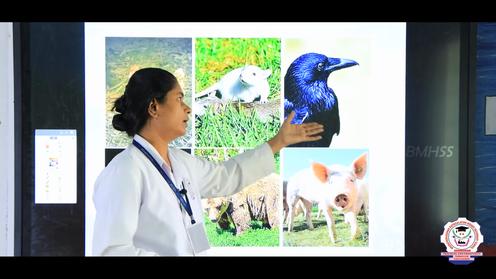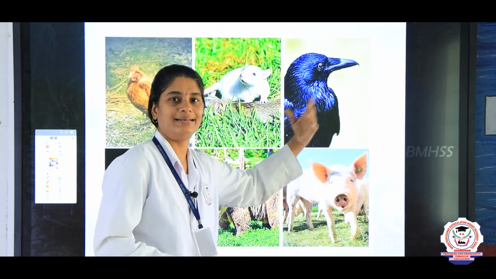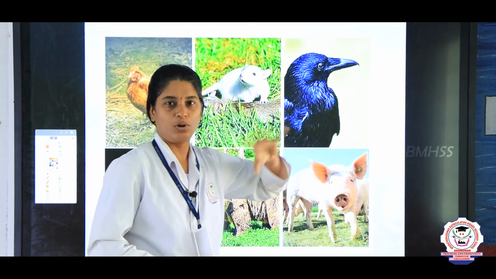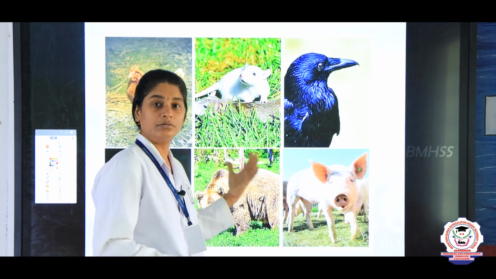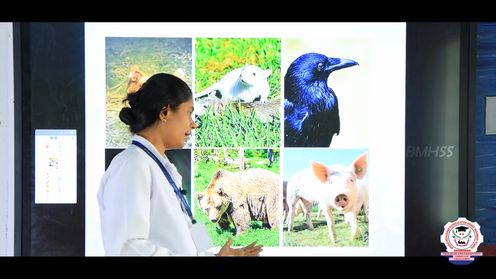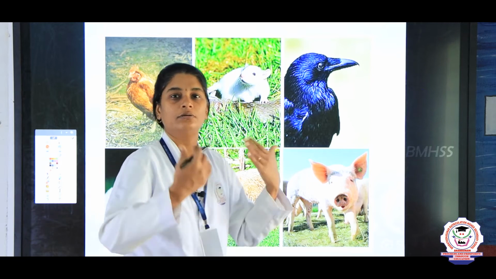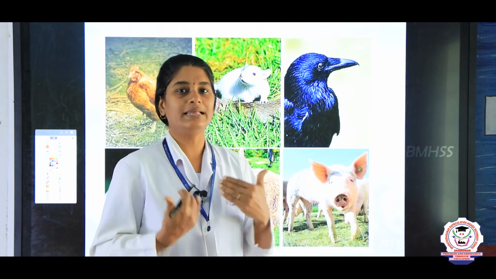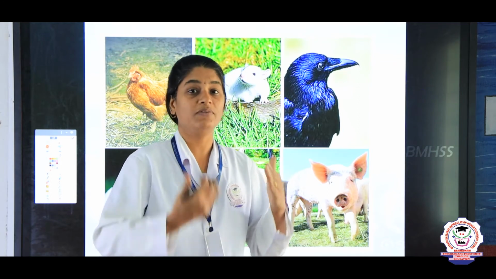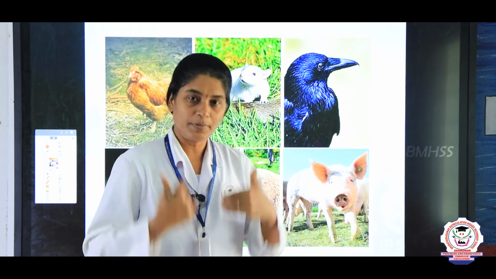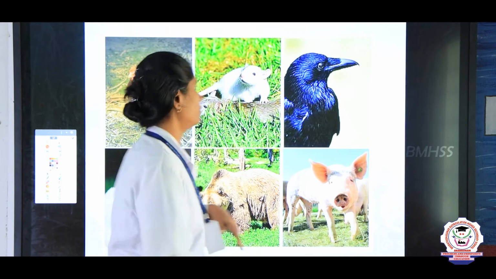Maybe a dead lizard, the crow will eat all those things. We can also say rat, dog and bear, and of course human beings. We eat both plant products as well as animal products, so human beings are called omnivores.